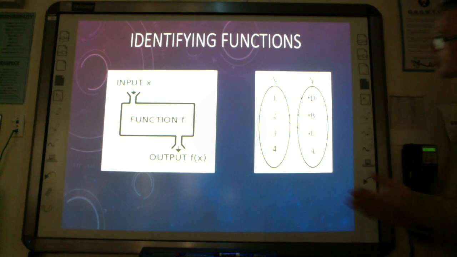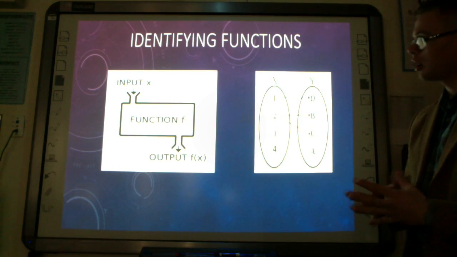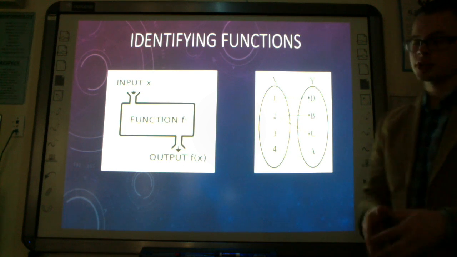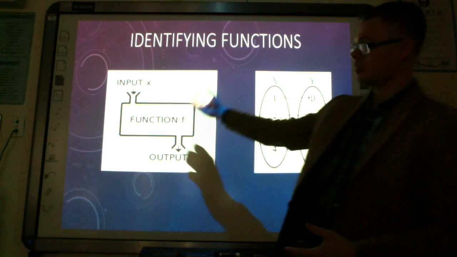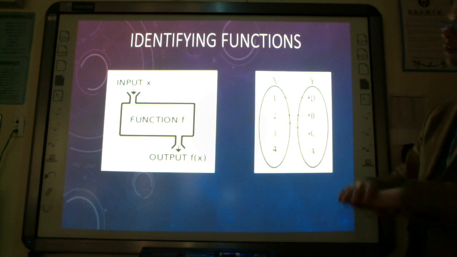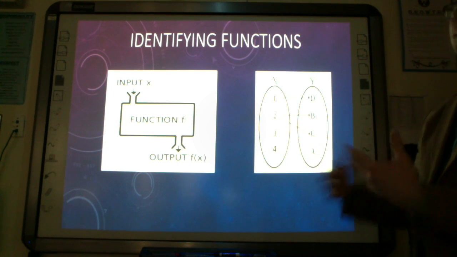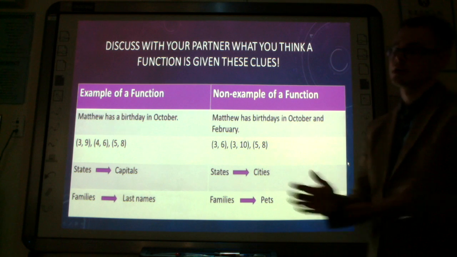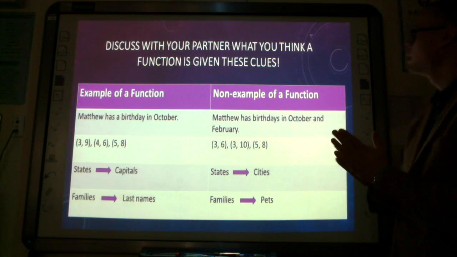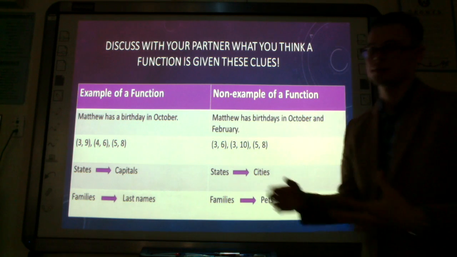Alright guys, today we're going to learn to identify what a function is. I'm sure you've heard of it before in math, and we're actually going to investigate what it is. Examples are right here in two different ways. There's a bunch of ways that functions can be displayed to us. So, I want you to go with your partner and look at these examples and non-examples of a function.